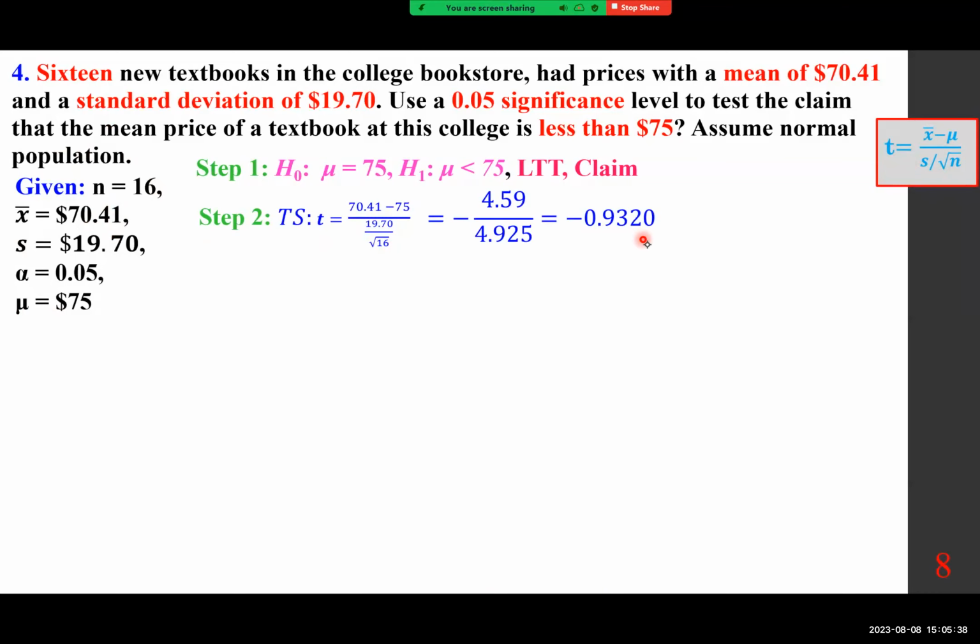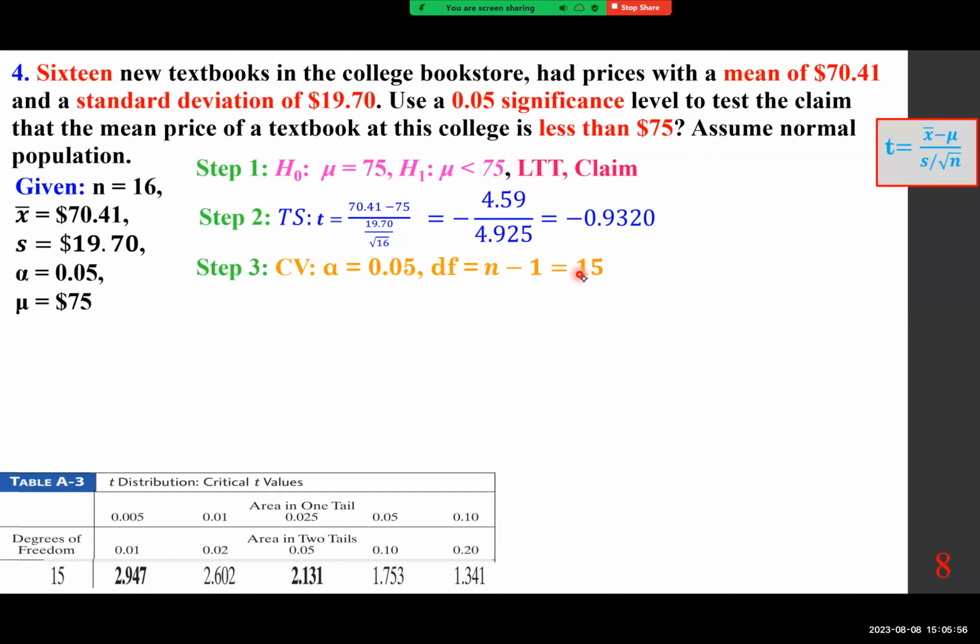And the critical value comes from the choice of alpha, which is 0.05, and degrees of freedom, which is n minus 1, or 15. So degrees of freedom is n minus 1, which makes it 15. And so from here, if you recall the t-table, on the left column, you go down until you hit the number 15. We are looking for number 15.